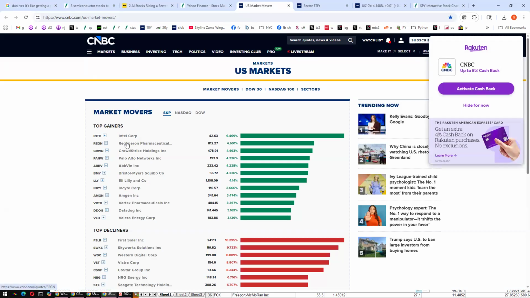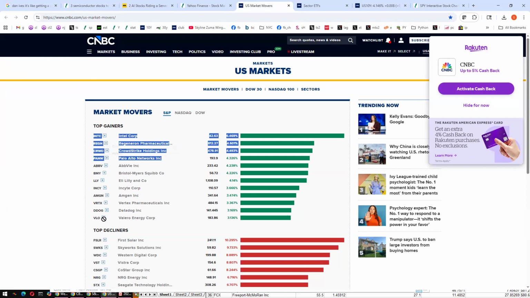Okay, we have Regeneron, that's the drug stock. We have CrowdStrike, Palo Alto Networks. So we have a theme here of cybersecurity, and Datadog is AI infrastructure. So we have a theme of AI infrastructure and chips in this top 10. We have Eli Lilly up 4%. They just bought a company for their drugs, and they're increasing the drugs in their pipeline. People get excited when that happens. We have Amgen and Valero.